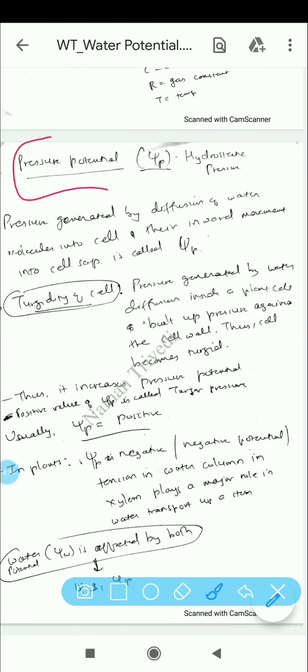Now coming to the last part, which is pressure potential. Pressure potential mainly denotes hydrostatic pressure, and it is denoted by psi p.